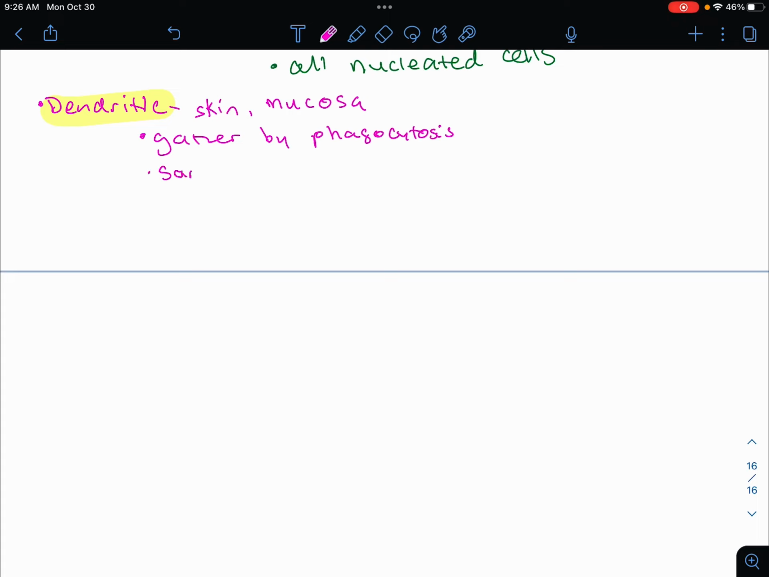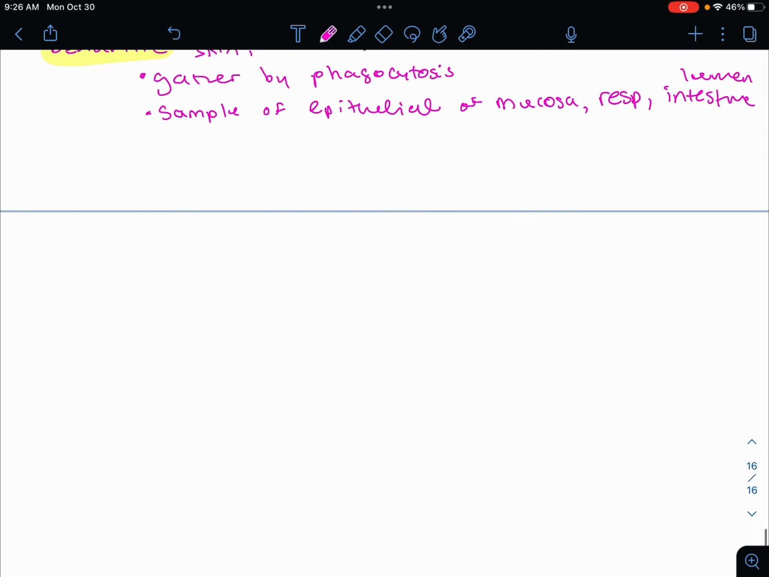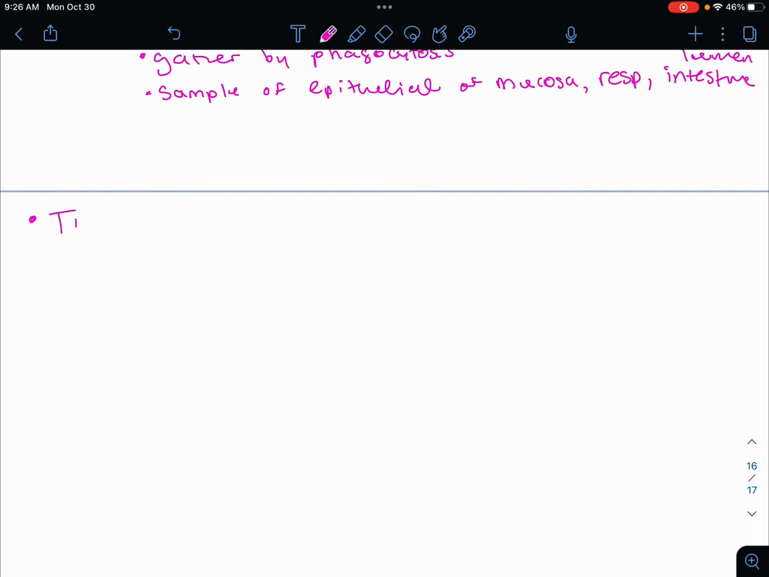a sample of epithelial, of mucosa, as well as respiratory and the intestine, the lumen specifically. We also have toll-like receptors, or TLRs. That's another abbreviation.